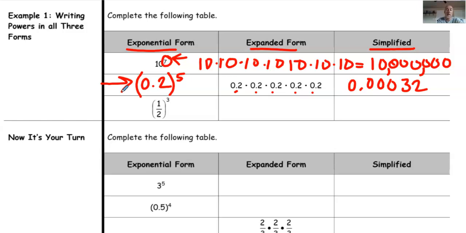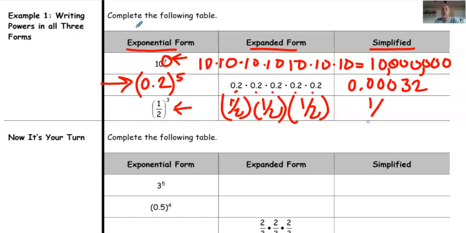The last one, 1/2 raised to the third power, means 1/2 times 1/2 times 1/2. Now notice that the fraction is also written in parentheses like we did with the decimal, and that's just to make it easier to read. This is the expanded form, simplified. You multiply that out, you get 1/8. Okay, now it's your turn.